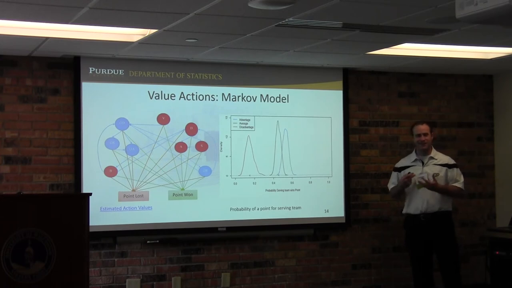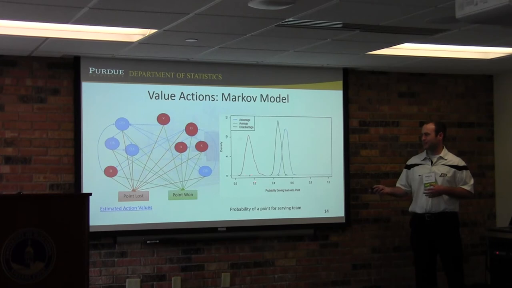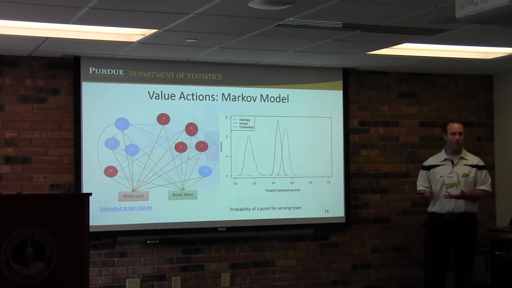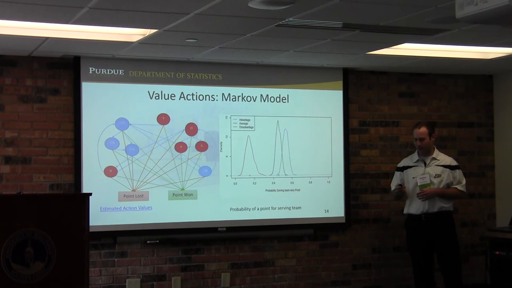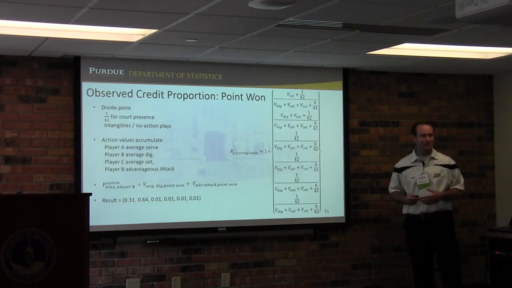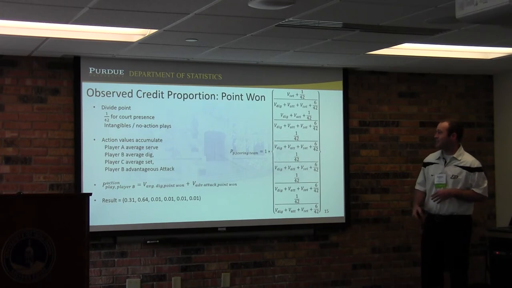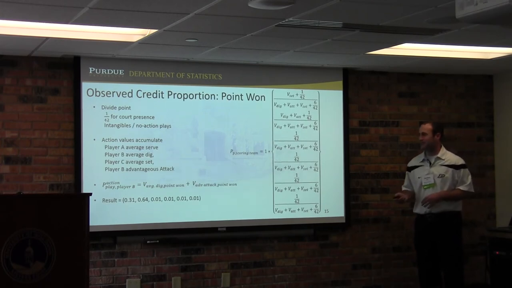And throughout, I condition on the outcome. So if I'm valuing a bad serve and we won the point, it's worth 18. If we had a bad serve and we lost the point, it's 1 minus 0.18. So you end up with most of the blame that way. So you can still get credit as long as what happened was good. And so if we have these action values, we want to divide the point. So this is just trying to illustrate that.